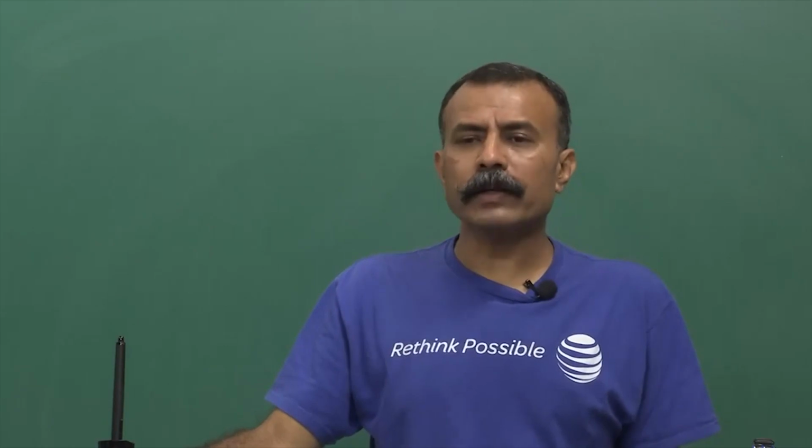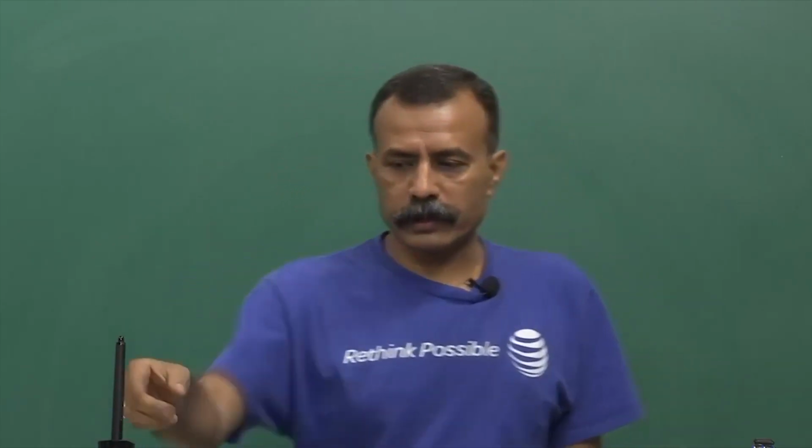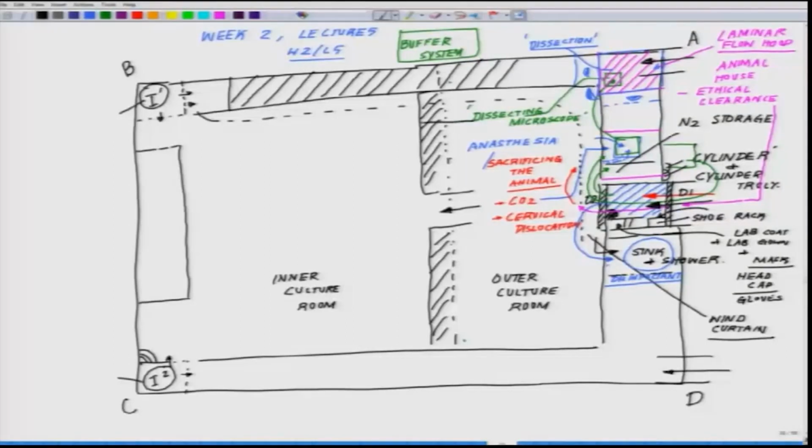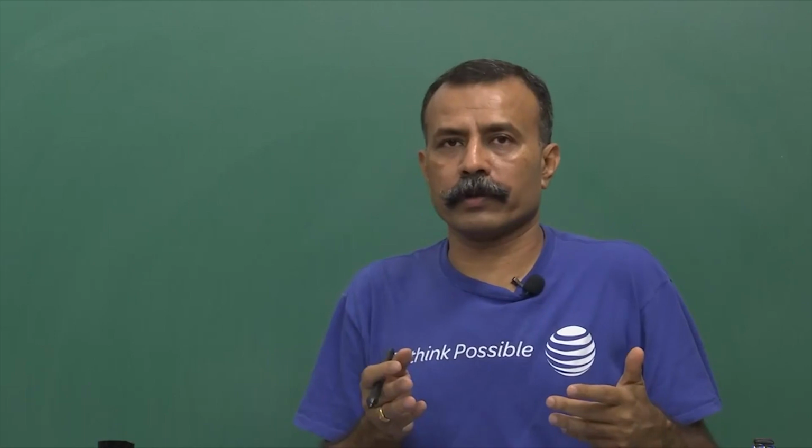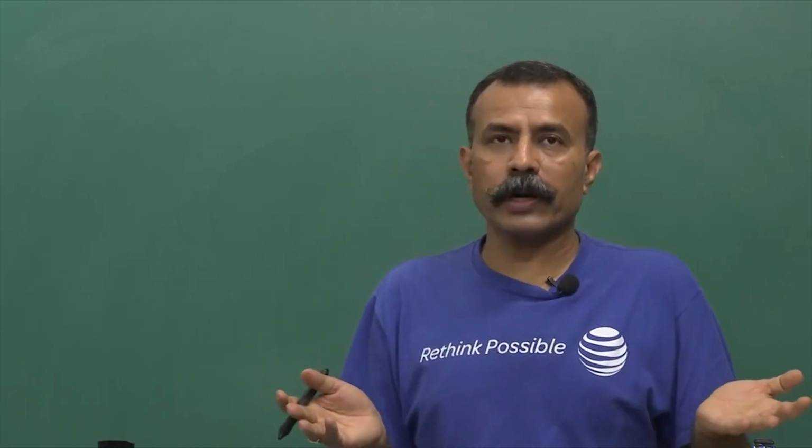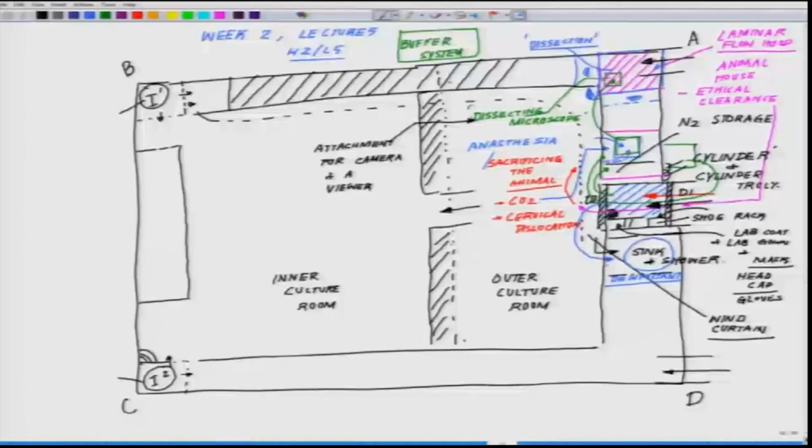So, it is a good practice to have a good dissecting microscope with possible attachment for camera and a viewer, and this viewer could be even a computer. You can interface the camera with the computer, and on the computer screen you can see and you can record it. If there is a good dissection, you can record it, and that could be a tool for the cell culture facility, that this is how we isolate the tissue.